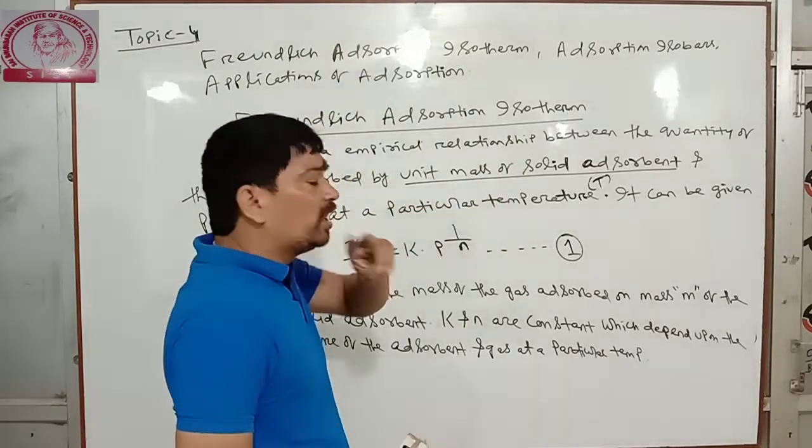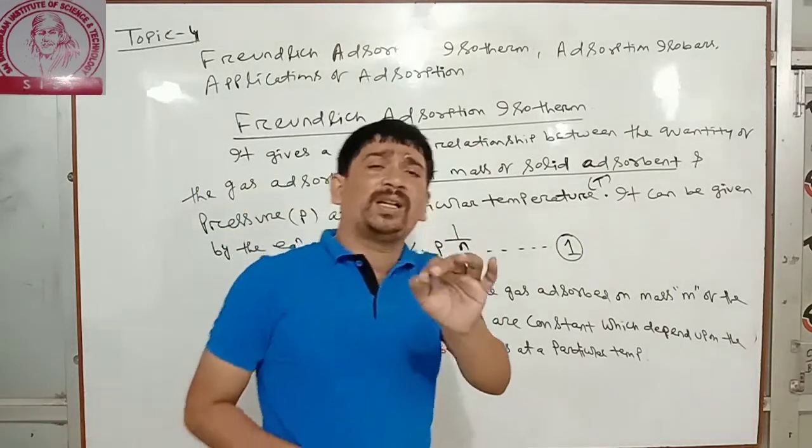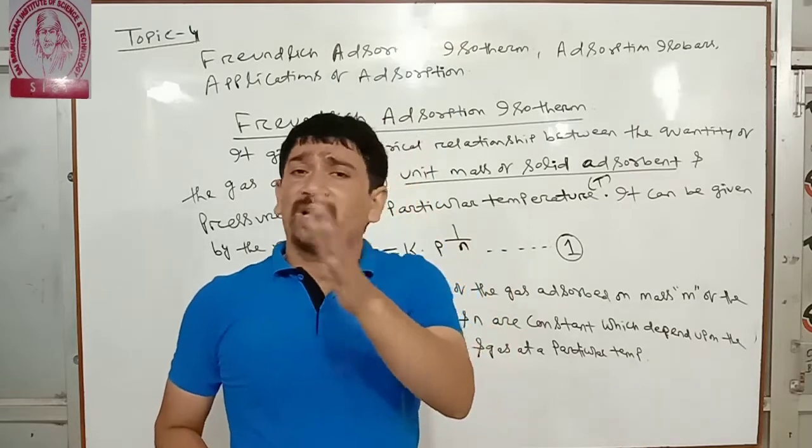Write two things only. What is adsorption isotherm? It is the plot, graph or curve between x by m and pressure P of the gas at constant temperature.